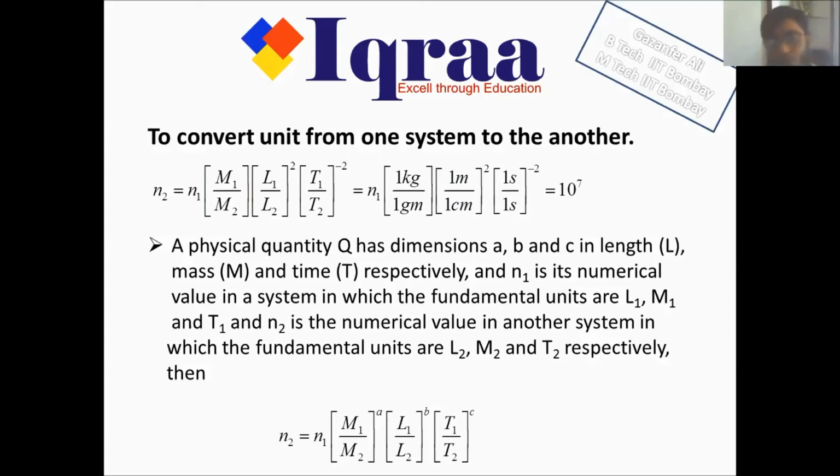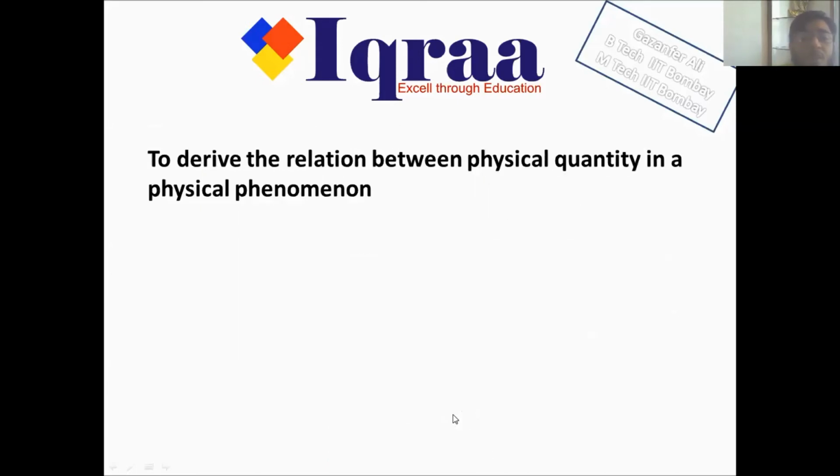for a given physical quantity, and M1, L1 and T1 are the fundamental units in system 1, and M2, L2 and T2 are the fundamental units in system 2. So this is how, with the help of dimensional analysis, we can easily convert from one system of units to another system of units.